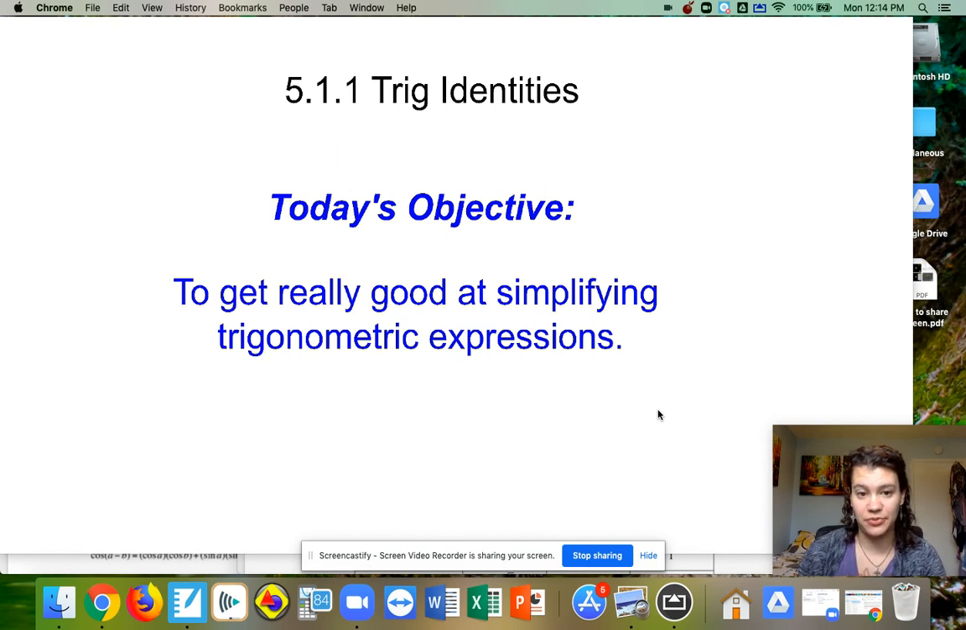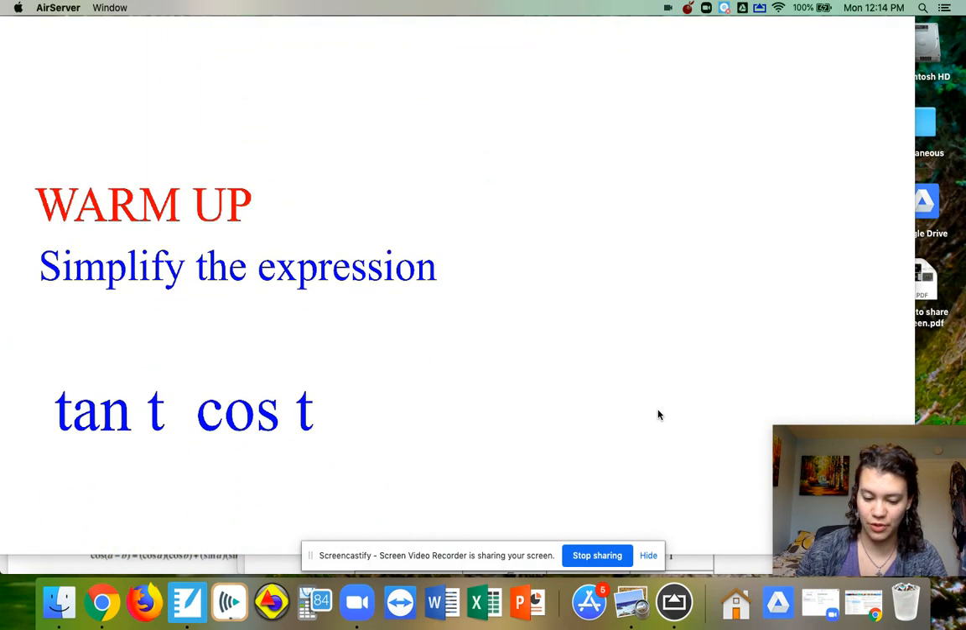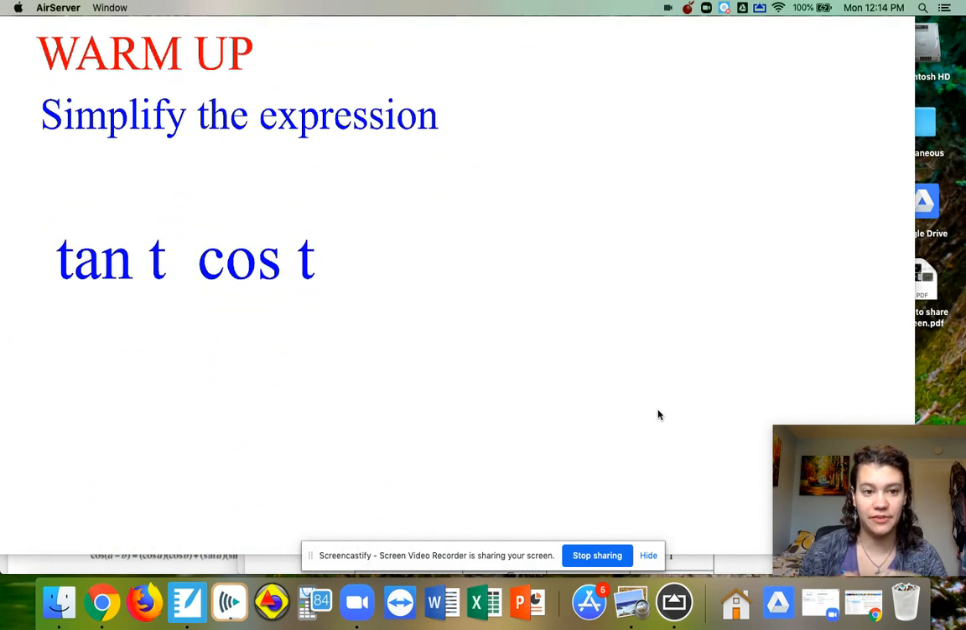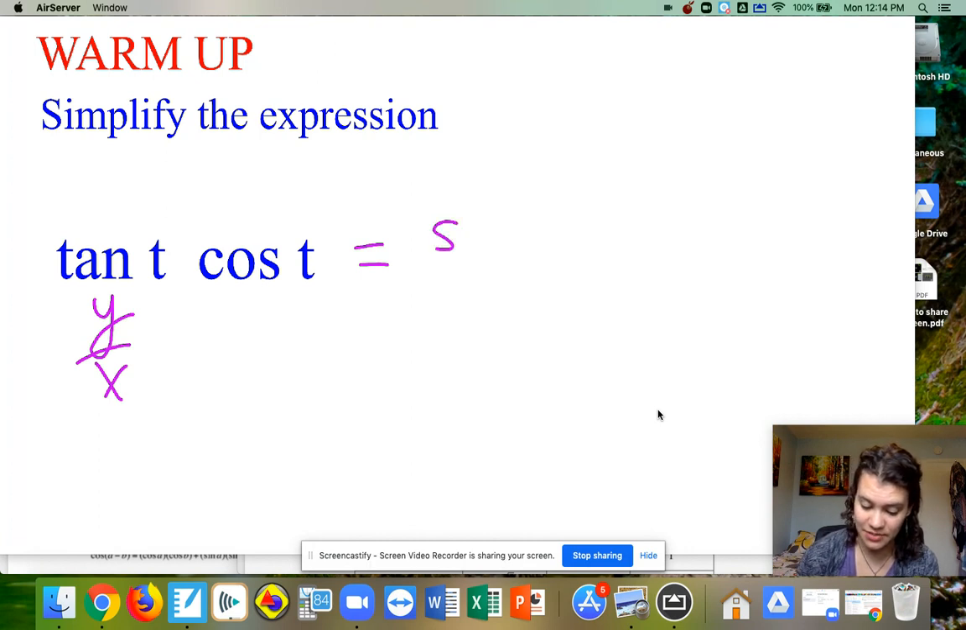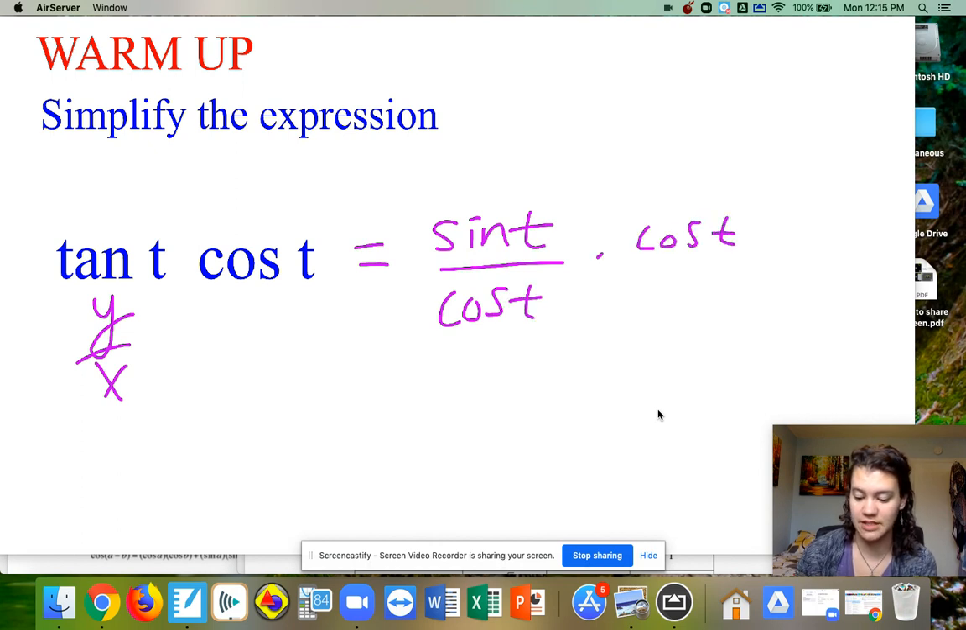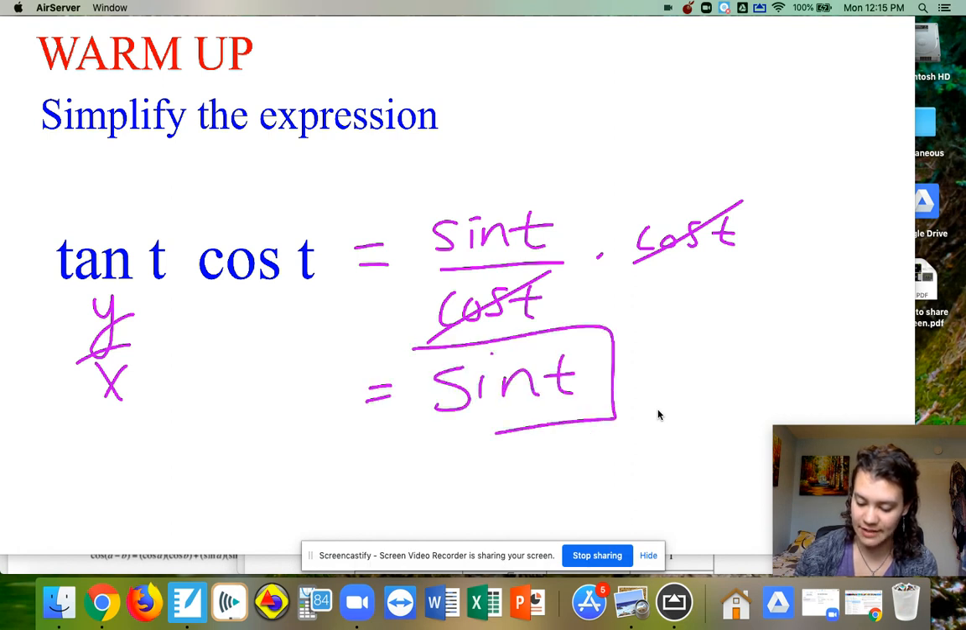All right, today we're starting chapter 5 and the trig identities. So as a warm-up, try and simplify this expression. Okay, so to do this, think of what does tangent equal. Tangent is normally your y over x. Sine is also equal to y, so you can simplify this as sine of t over cosine of t, and then we still have the other cosine of t here. Those cancel out, and this simplifies to sine of t.